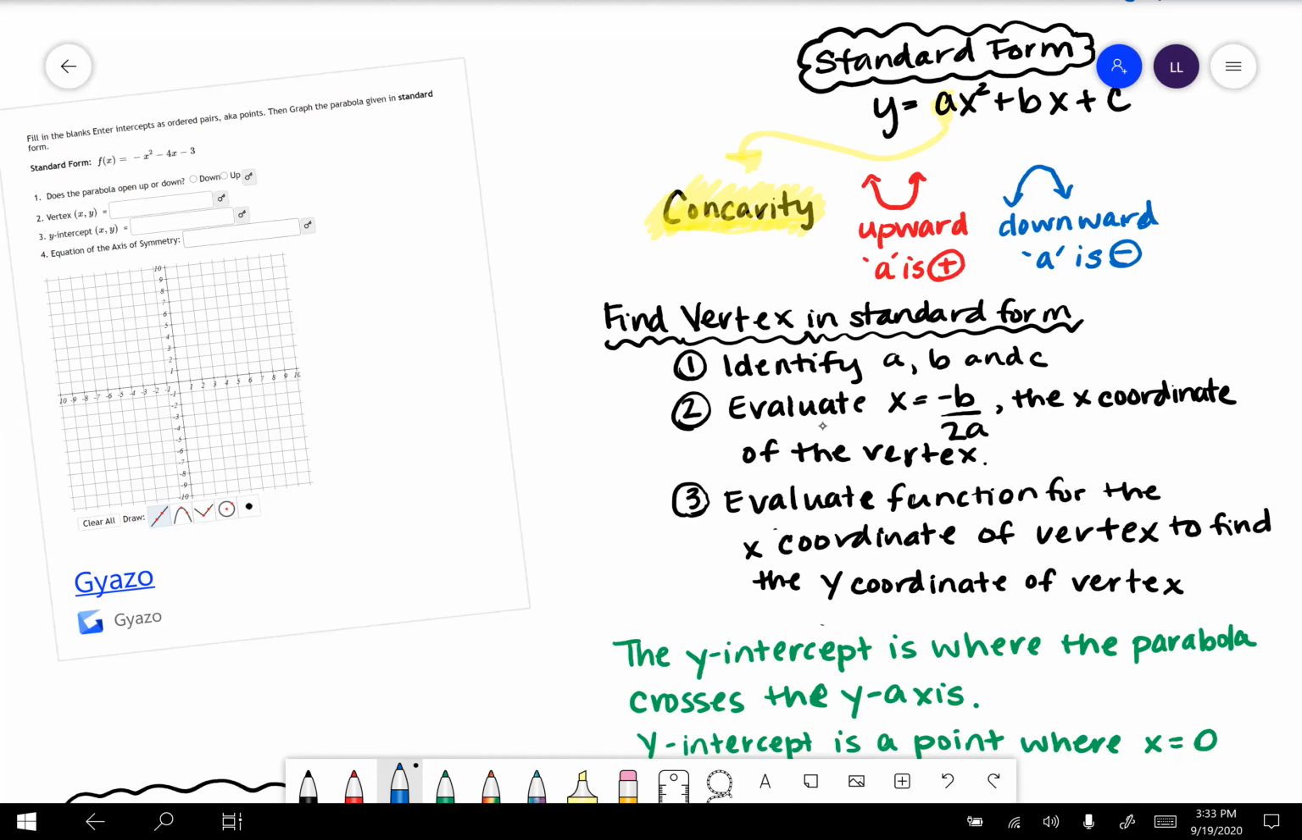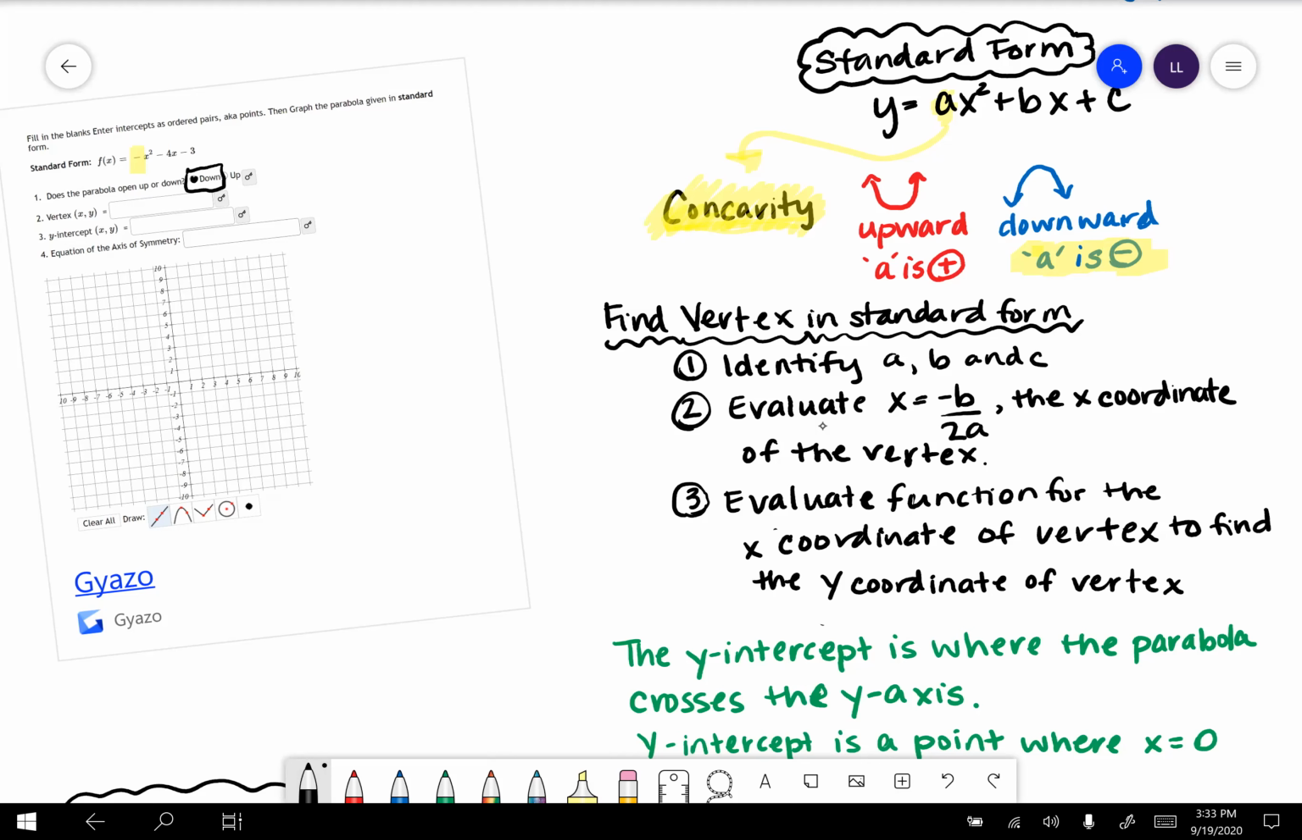All right, our next example. Fill in the blanks, enter intercepts as ordered pairs, aka points, then graph the parabola in standard form. So standard form of a quadratic is y equals ax squared plus bx plus c. The first question that we have is to determine the concavity. Does the parabola open upward or downward? Like we did for the first equation, we look at the A, and A is negative. Therefore, when A is negative, our graph is concave downward.